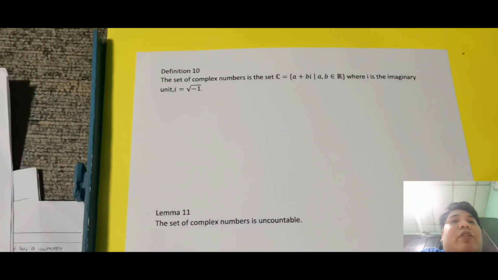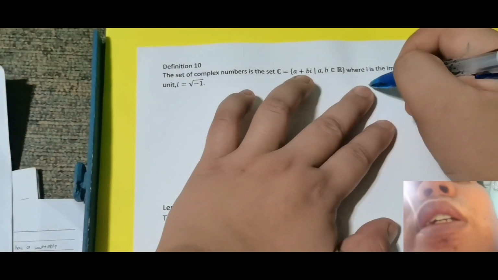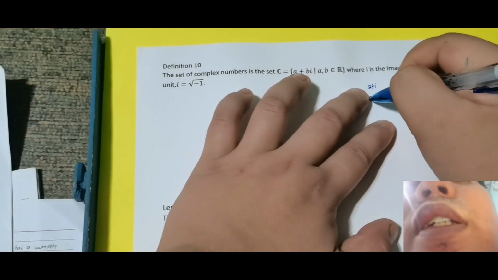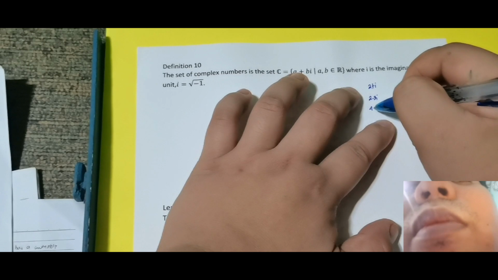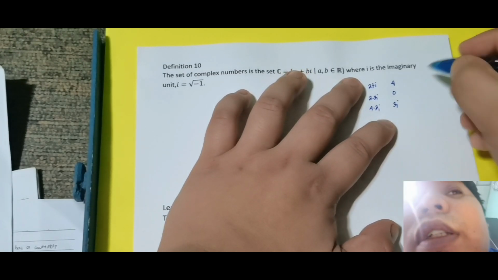Okay, so let's have definition number 10. The set of complex numbers, the set C is equal to a plus bi such that a, b is an element of R, where i is the imaginary unit and i is equal to square root of negative 1. So ano ba yung mga example nito? Example nito is si 2 plus i, si 2 minus 3i, si 4 minus 3i, si 4, si 0, si 3i, si e, si pi.